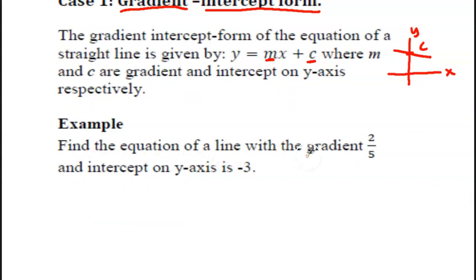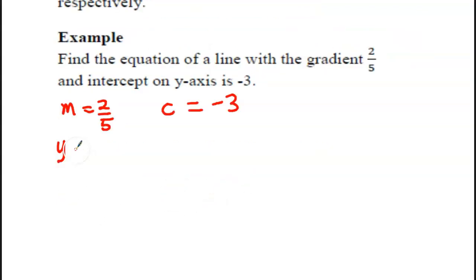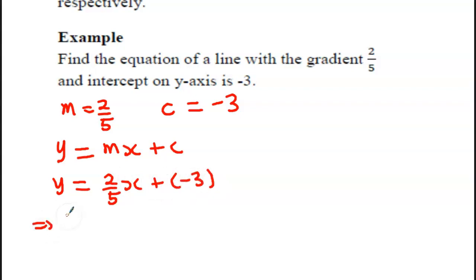Let's solve some examples. Find the equation of a line with gradient 2 on 5 and intercept on the y axis minus 3. From the question, our gradient is 2 on 5, and the intercept on the y axis is minus 3. The equation is y is equal to mx plus c, so we just substitute these values. So y is equal to 2 on 5 x plus minus 3, so we have y is equal to 2 on 5 x minus 3.